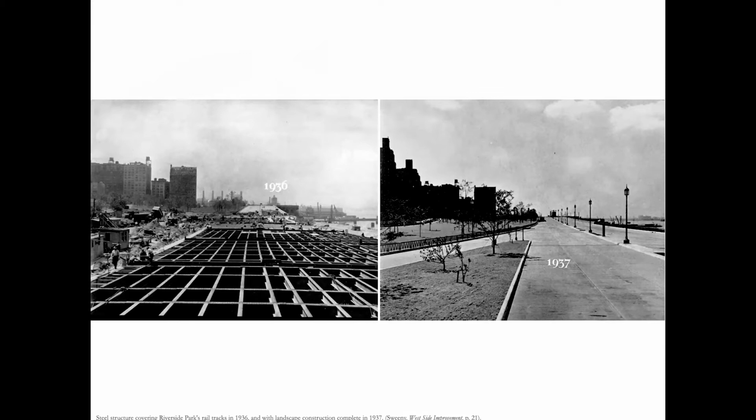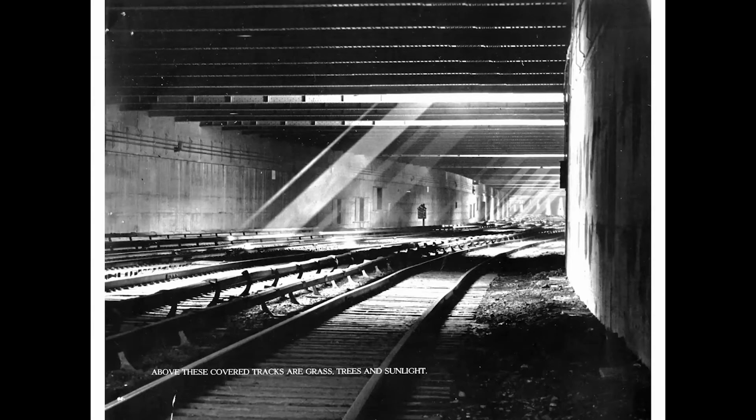Here, all of a sudden the rail was covered and enclosed and kind of quiet. And I love this. This is from the celebratory brochure from the opening of the park that says, "Above these covered tracks are grass, trees, and sunlight." It's very romantic, and kind of celebrates the fact that there's now been this integration of infrastructure with a more seamless public space above.